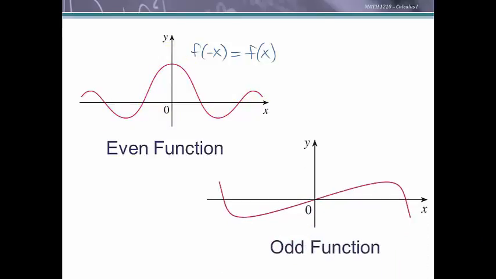Now an odd function is symmetric about the origin. If we could put a push pin in the origin and rotate this 180 degrees, or turn it upside down, this piece would land over here. For every x, y on the graph there's a corresponding negative x, negative y. Remember the test for an odd function: we still put negative x in for the x, and if after simplifying it is equivalent to the negative of the function, then we know we have an odd function.